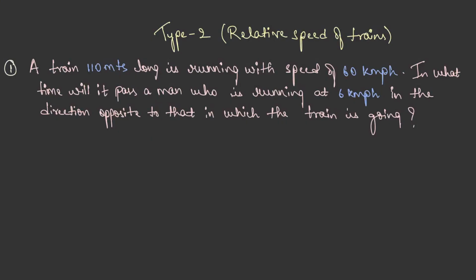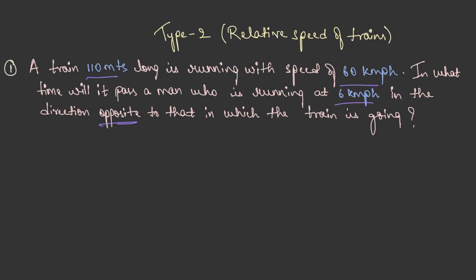Our lecture for now is based on relative speed of trains. Let us first read the question. A train 110 meters long is running with speed of 60 kilometers per hour. In what time will it pass a man who is running at 6 kilometers per hour in the direction opposite to that of the train is going?